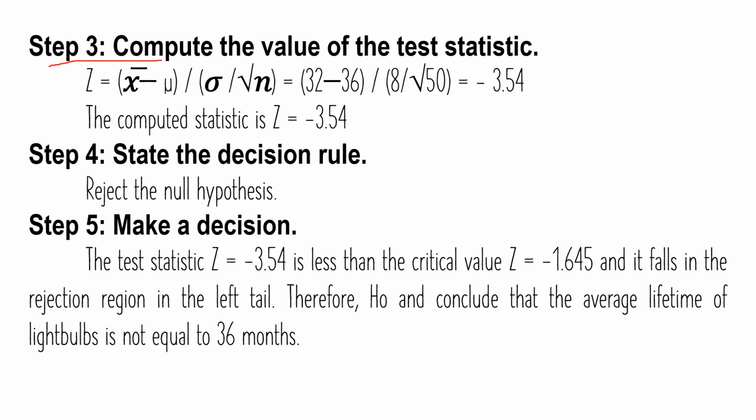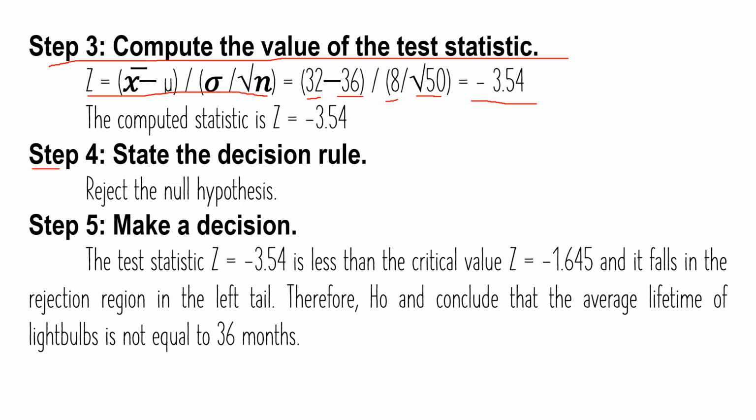So for step number 3, we're going to compute the value of the test statistic. We're going to use this formula for Z to compute the value of Z. Now we just simply substitute the given values: 32 is your sample mean, 36 is your population mean, 8 is your population standard deviation, and 50 is your sample size, because we only subjected 50 in your research, equal to n. By simplifying these given values with operations, we arrive at negative 3.54 as the computed value for Z.